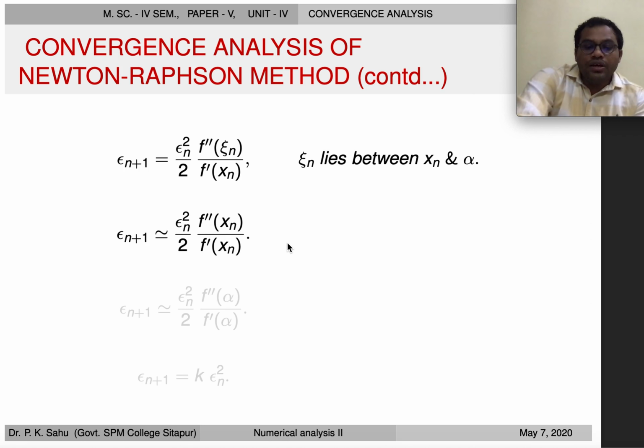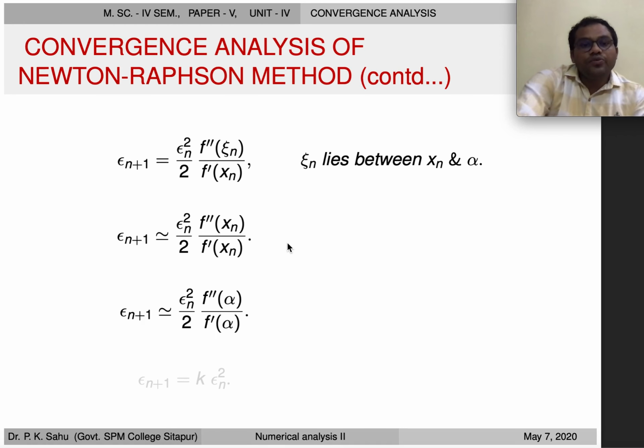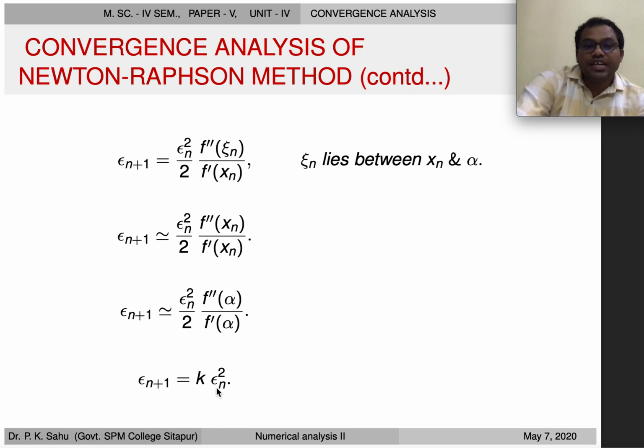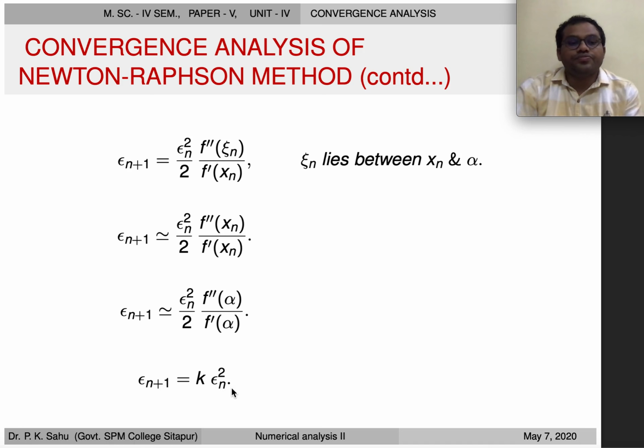Now, xn is the nth approximation of the root to the desired accuracy. Then we can write the error at the n plus 1th approximation is half of the error at the nth approximation to the power 2 multiplied by f double prime alpha divided by f prime alpha, which we can express as: error at the n plus 1 approximation is k times the error at the nth approximation to the power 2.